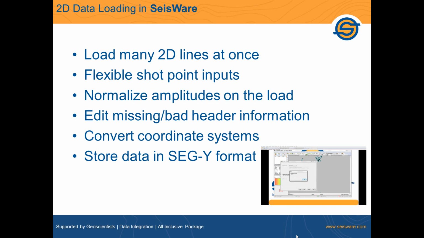We can normalize amplitudes on load so that I don't have to worry about that after and get nice amplitude maps once I'm done. We can also edit missing or bad header information if things other than the shot points are missing or just not good. And we have the ability to convert coordinate systems on the fly while loading in the data. So that makes it really easy just to convert from one coordinate system to another. And then finally, all our data is stored in SeisWare format. So it's really easy to grab after the fact if we need to.